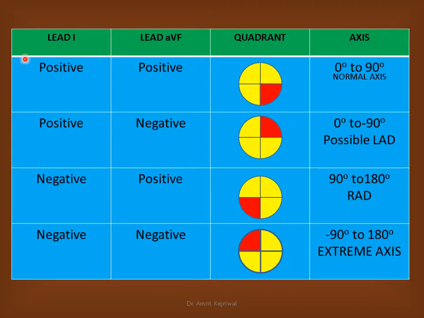Now just to summarize, if lead 1 is positive and AVF is positive, then the quadrant is 0 to 90 degrees. If lead 1 is positive and AVF is negative, it's 0 to minus 90 degrees, possible LAD. If lead 1 is negative and AVF is positive, then 90 to 180 degrees, possible right axis deviation. Negative in both, extreme axis deviation.